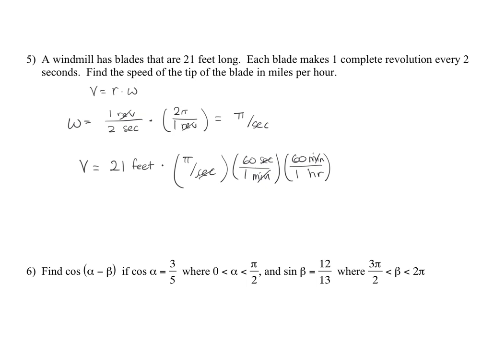So now we're in feet per hour. So we have to cancel that feet unit of measure. So 5,280 feet is equal to 1 mile. So now we cancel feet. We have to compute 21 times pi times 60 divided by 5,280. And from that, we get roughly 44.98 miles per hour.